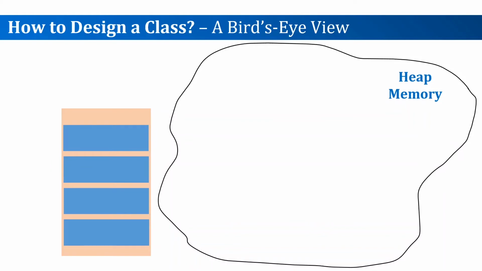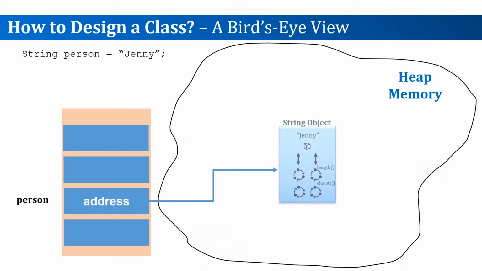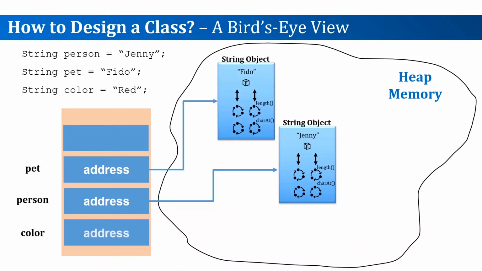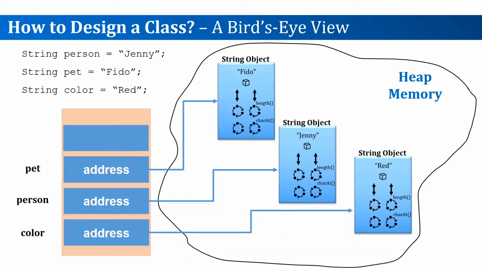Let's take an example of a class that we have already dealt with, the String class. String class is used to create strings. Assume that I will initialize three different strings to represent a person, a pet, and a color. All strings share the same design defined in the String class, attributes and methods. Each string has a value and a set of methods such as length, charAt, and so on. They are, however, unique. Each instance of the String class contains a different string stored in it. Also, each string has its own copy of the length and charAt methods.